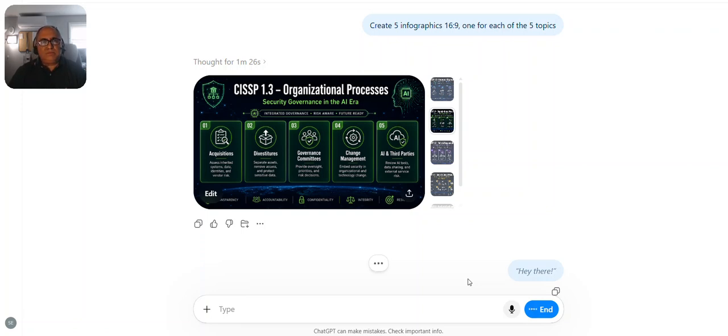When addressing organizational processes under security governance, we focus on how structural changes and decision making align with security. During acquisitions or divestitures, inherited or separated assets, especially AI systems or data, must be assessed for risk. Governance committees ensure security oversight in these decisions. Change management integrates security into new processes, including AI adoption. Lastly, third-party AI providers or tools must align with organizational security standards. In essence, security governance permeates every organizational shift.